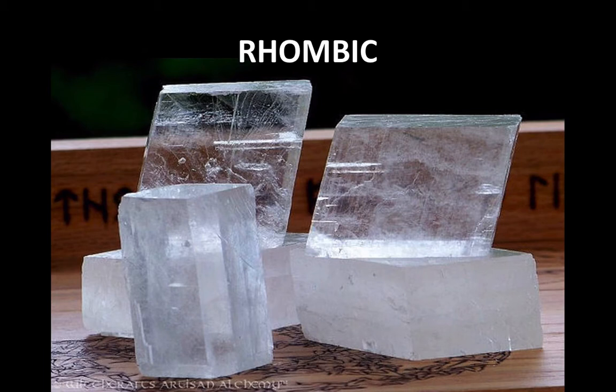The second crystal shape is described as rhombic. With a rhombic crystal, again, crystals will have 6 sides. But each of these sides will be at 60 degrees to the other sides. So it creates a rhombus shape, similar to a parallelogram.